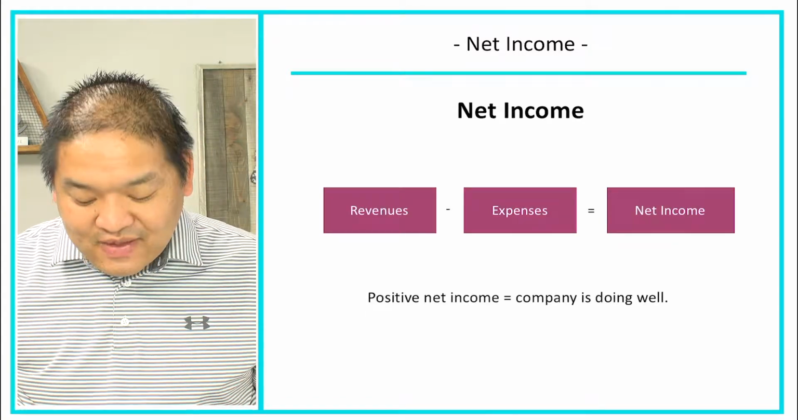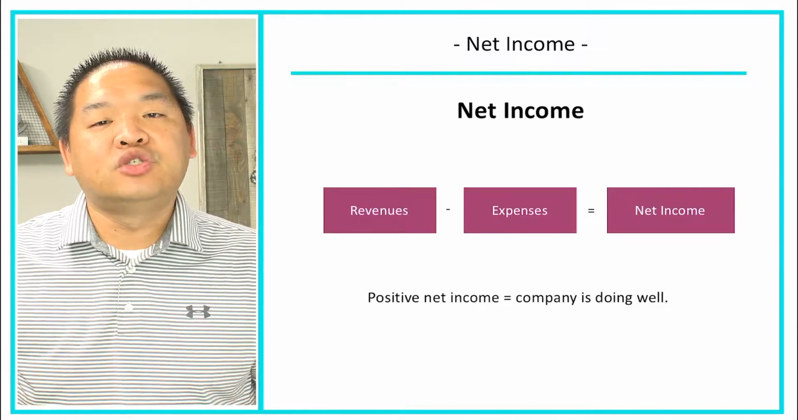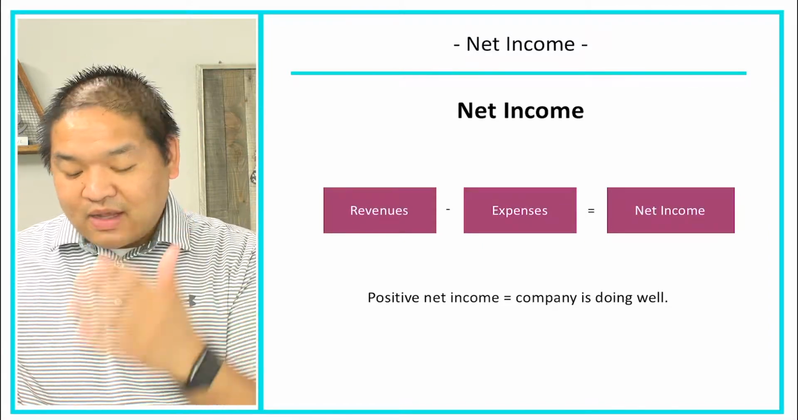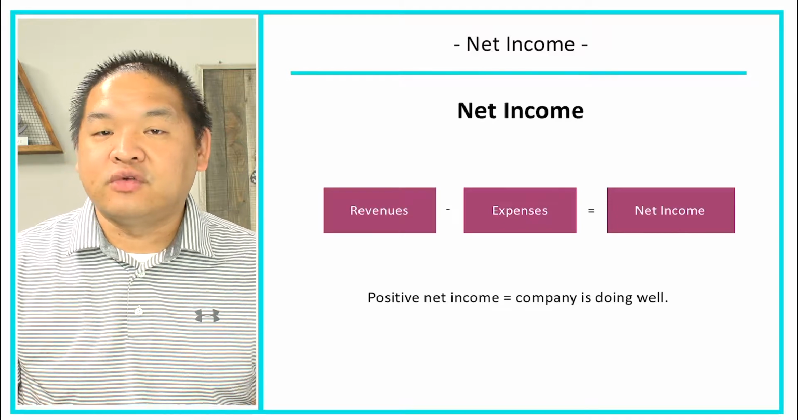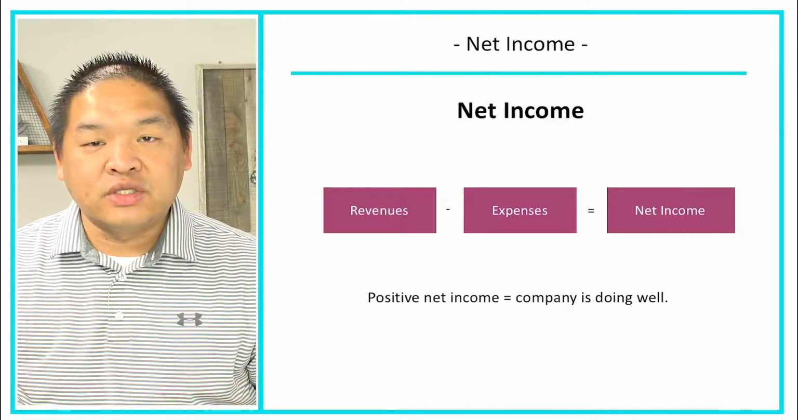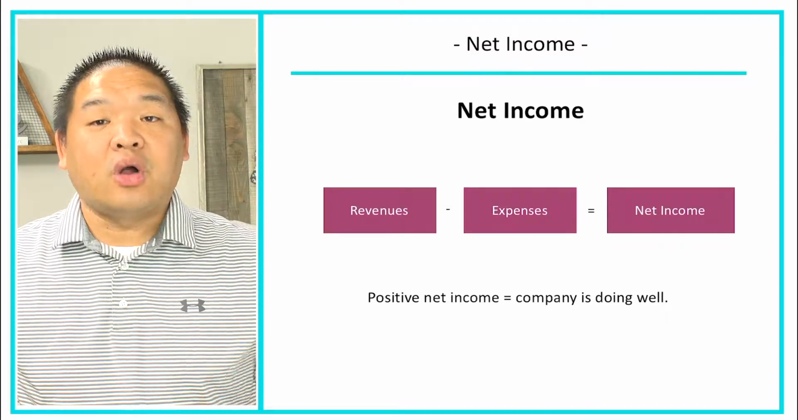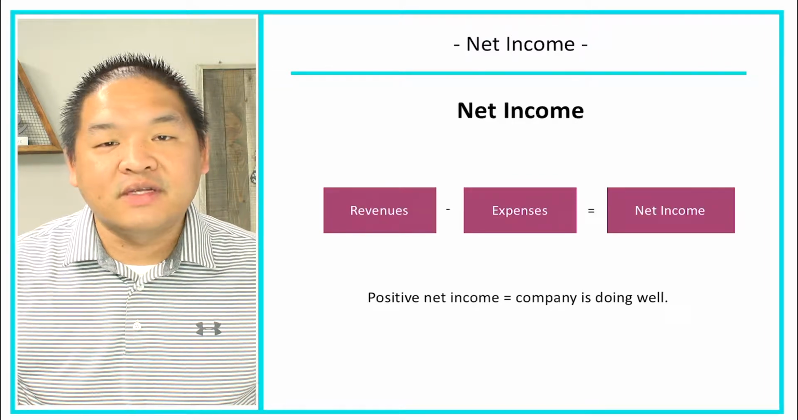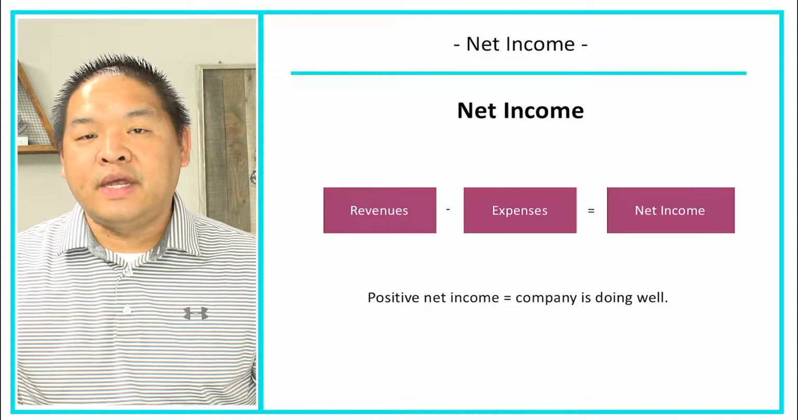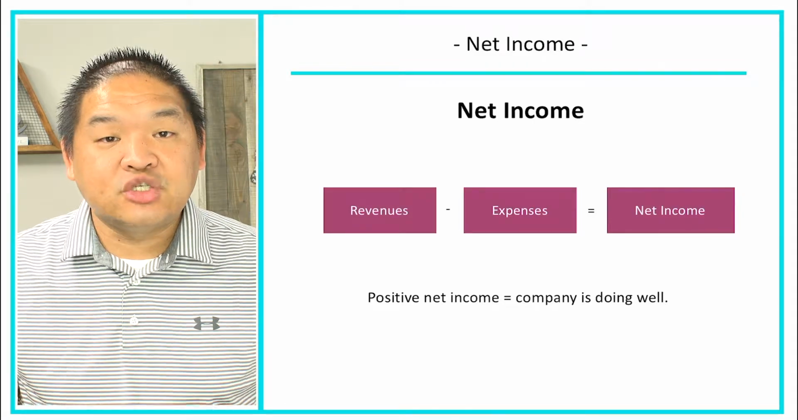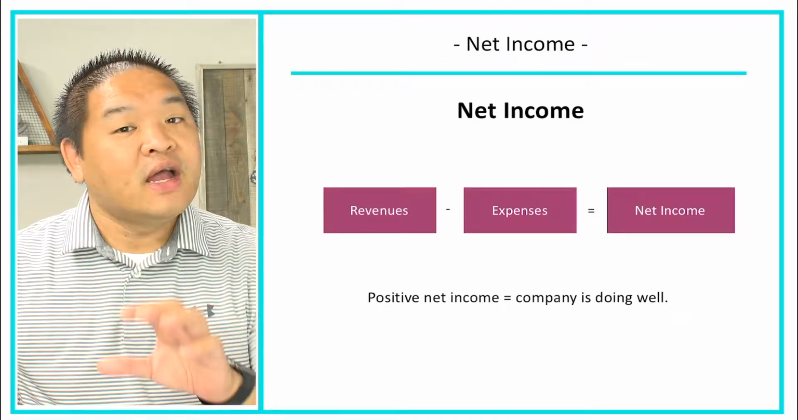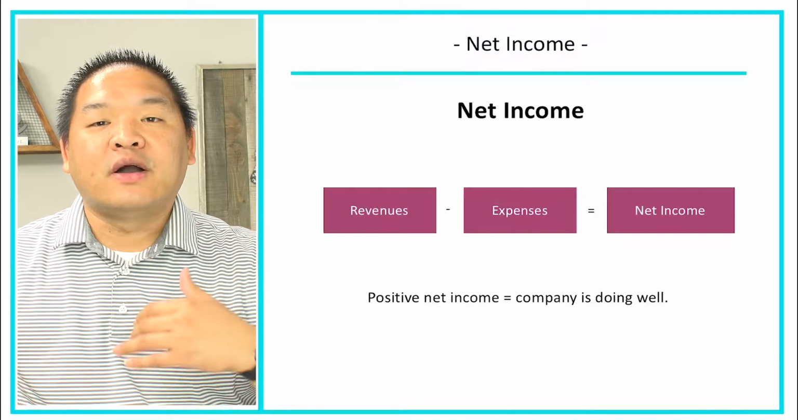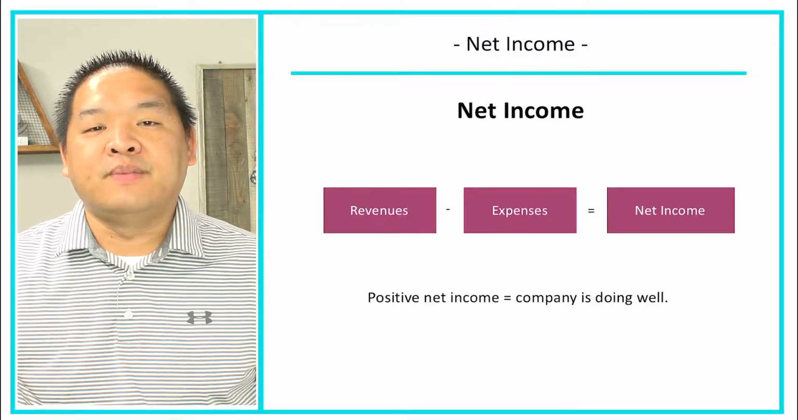So positive net income equals company is doing well. You want to see a positive number at the end of the day. If you don't see a positive number, you're not doing so well. Now, that doesn't mean that you should always see a profitable number. If there is a recession, you might have a negative number, and it might be temporary in nature. If you're starting a business, you might also have negative numbers. That's okay as well, as long as you're working towards profitability.